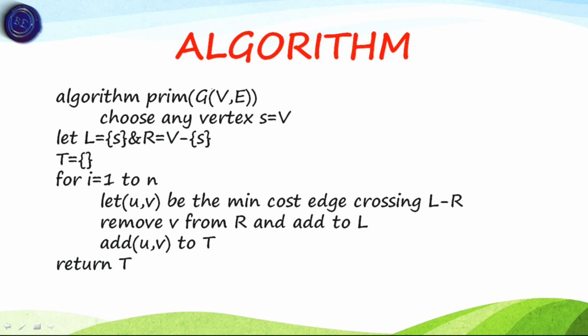Here I consider a graph consisting of V vertices. So V represents the set of vertices and E represents the set of edges. So in this I am taking random vertices and I am taking edge values.